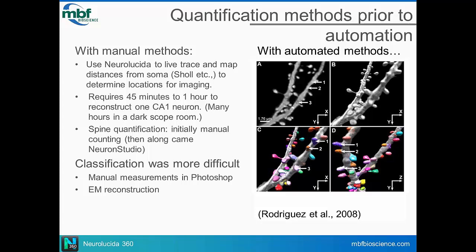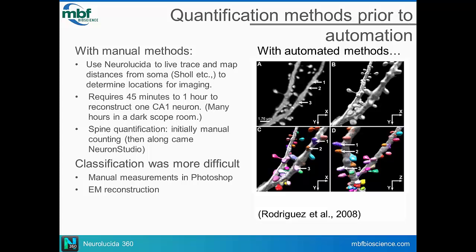And the beauty of Neuron Studio is that it quantified in 3 dimensions, and you can see in panel D where they turned it. We can see a possible mushroom spine there and a stubby spine there. Having the ability to quantify it in an automated way saved so much time, and it was much more accurate than the manual counting and manual classification that we had to do previous to that. So it was a godsend, pretty much.